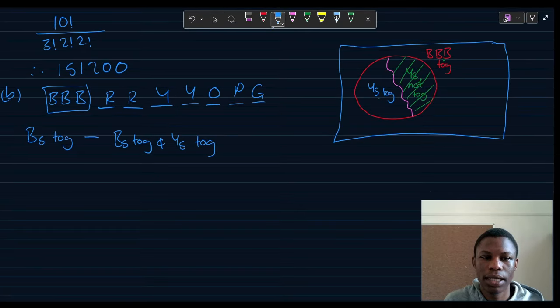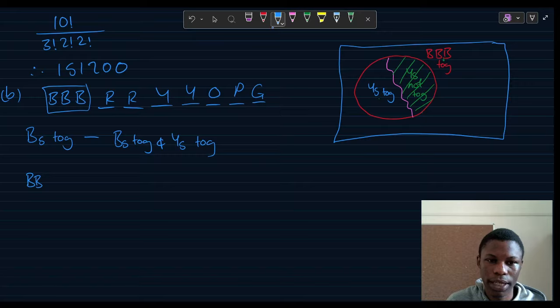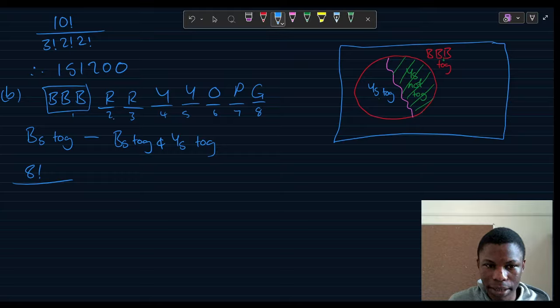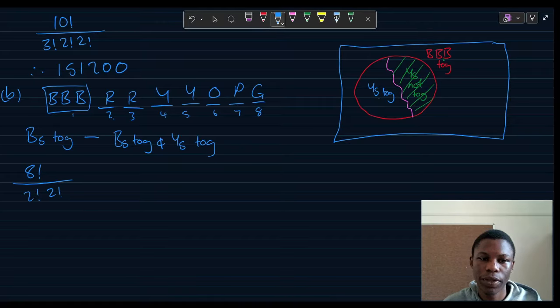So if we find the blue books together, that's just going to be BB. In fact, it's the display above this arrangement that we have above. That's just blue books together and no other restrictions. So that's 1, 2, 3, 4, 5, 6, 7, 8. So you're arranging 8 items, so 8 factorial. The R's appear twice, so divide by 2 factorial. Y's appear twice, so divide by 2 factorial.